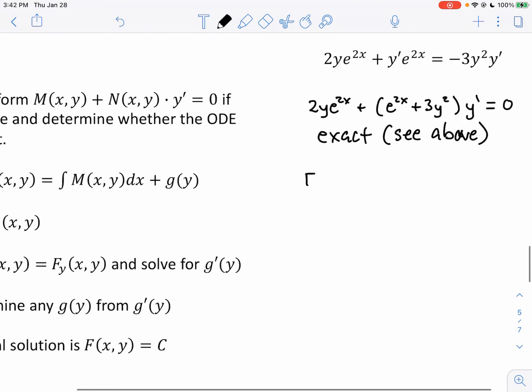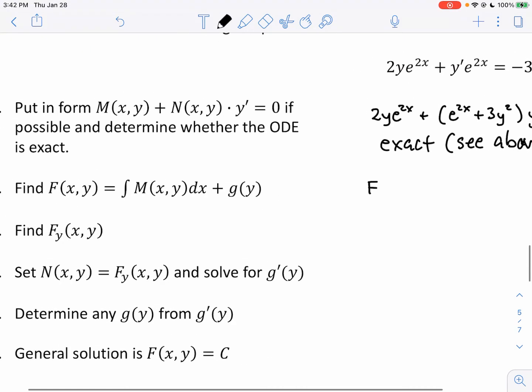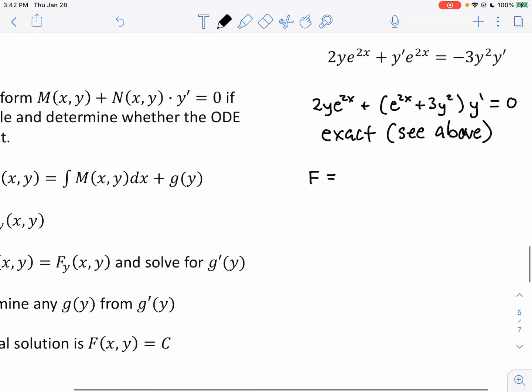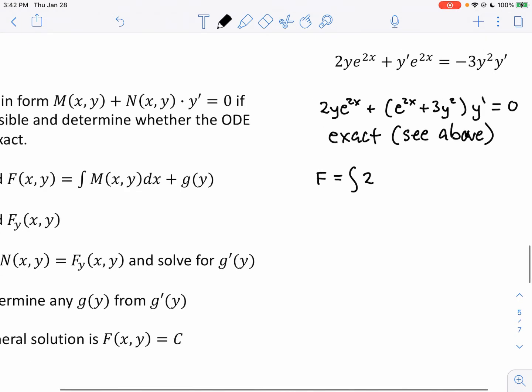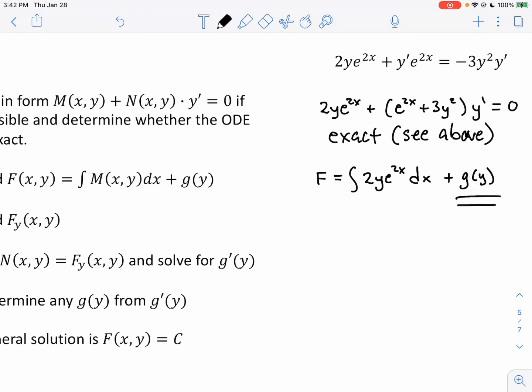So the next step, number 2, is to find, we're going to create a capital F function. I'm going to leave off the (x, y), and we're going to integrate the M function with respect to x. So put the M function, which is the 2y e to the 2x, integrate that with respect to x, and then add to this some function of y. This is like adding a constant after you do an antiderivative, because we're doing an antiderivative with respect to x, so any function of y would be like a constant with respect to x.